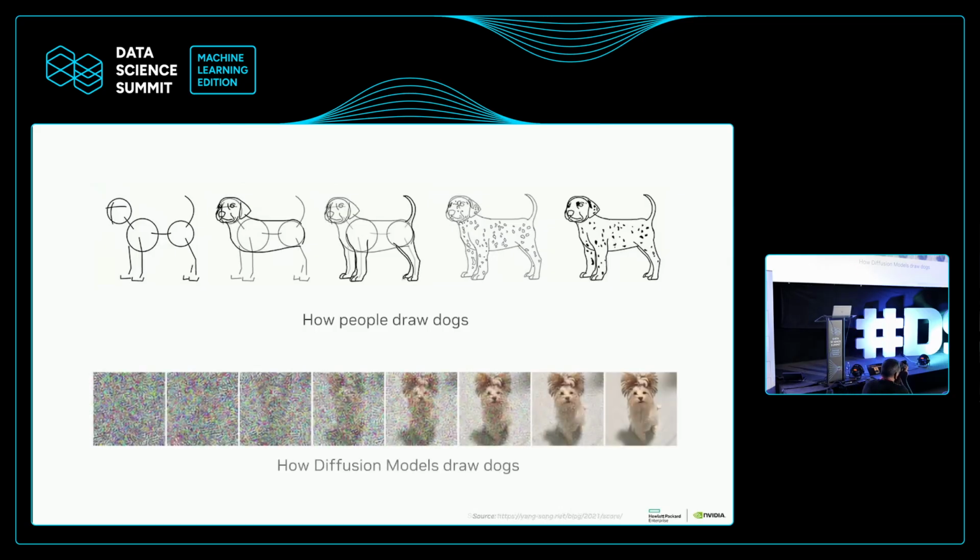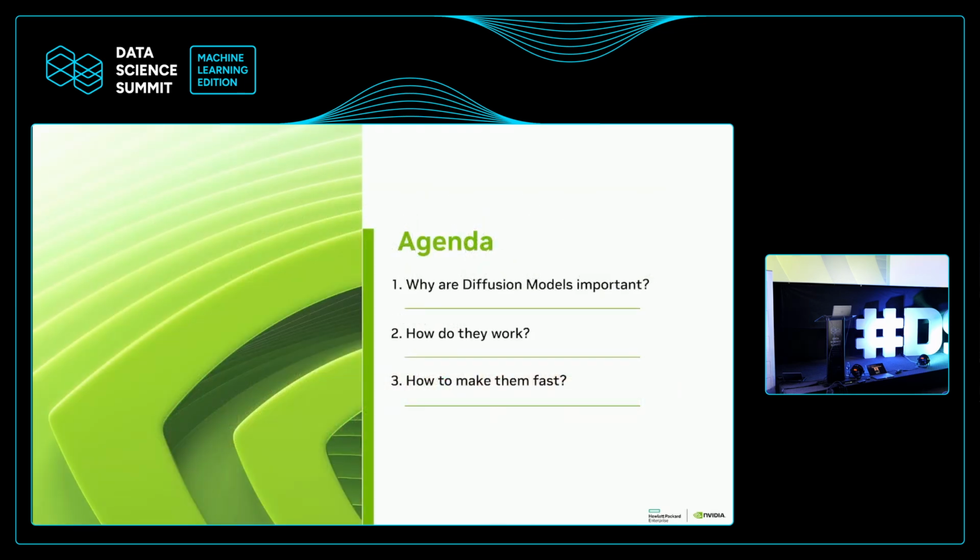They start from pure noise that has no information in it, and slowly remove more and more noise from it. And similarly, we start with an outline of an object, and later on, we add more and more details until we end up with the final picture. Today I will talk about why diffusion models are important, how they work, and how to make them faster.